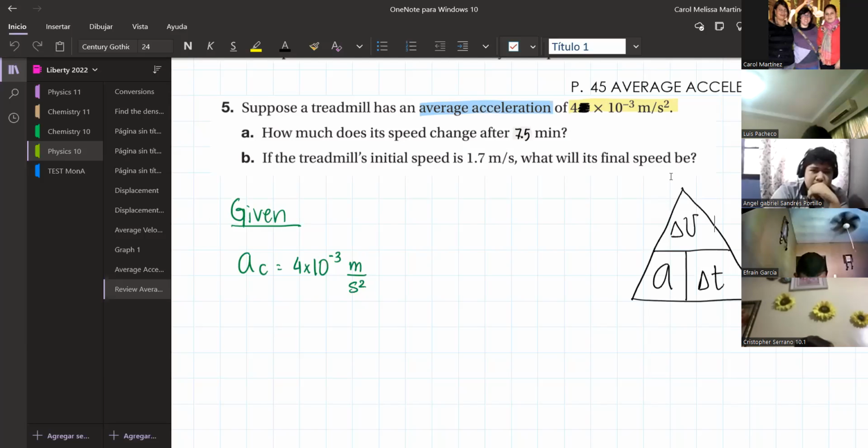In part A, they are asking me to find how much does its speed change after 7.5 minutes. So it's giving me time. They are giving me a time of 7.5 minutes. I know that I have to do the conversion for the time. So my conversion is going to be, in 1 minute, I have 60 seconds.